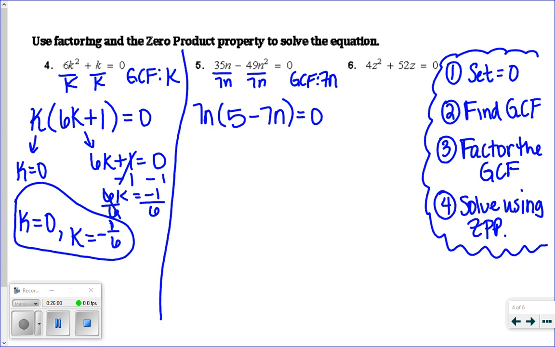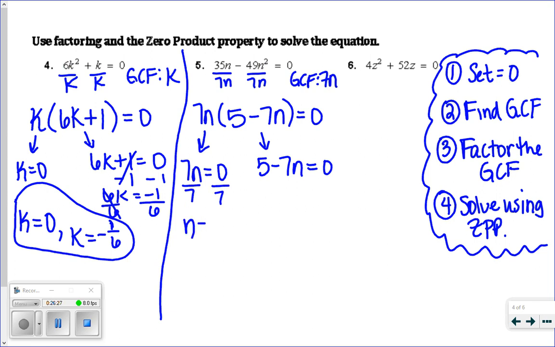But now it becomes like yesterday's lesson. I have this rewritten as a product of two things equaling 0, and then I can apply the zero product property. The only way those two things multiply to 0 is when 7n is equal to 0, or when 5 minus 7n is equal to 0. And then we just solve each one of these separately. So in the first one, we'll divide by 7 on both sides.